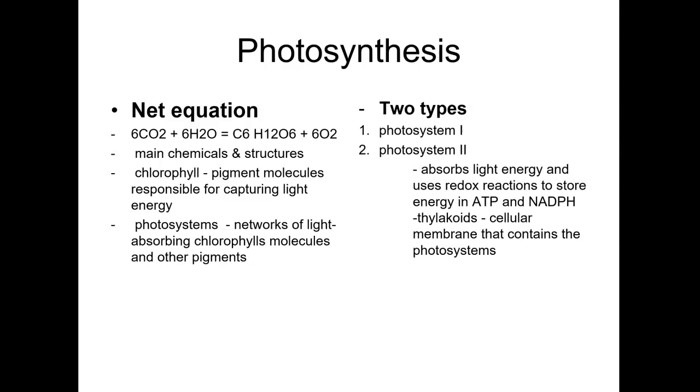That chlorophyll pigment is responsible for capturing that light energy. Photosystems are going to be networks of light-absorbing chlorophyll molecules and other pigments. And you have 2 types of photosystems, what's referred to as photosystem 1 and photosystem 2. What they do is absorb light energy and use what's referred to as a redox reaction to store energy in ATP molecules and in NADPH. Thylakoids are going to be cellular membranes that contain these photosystems.